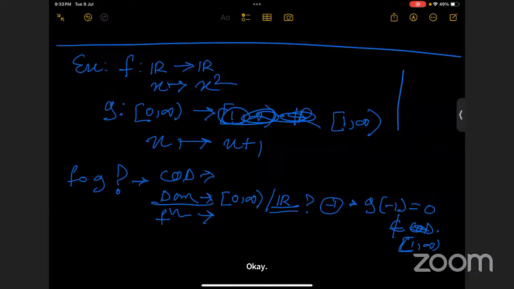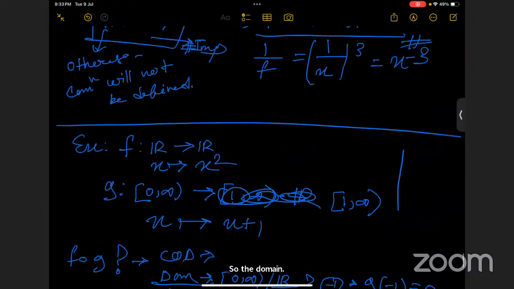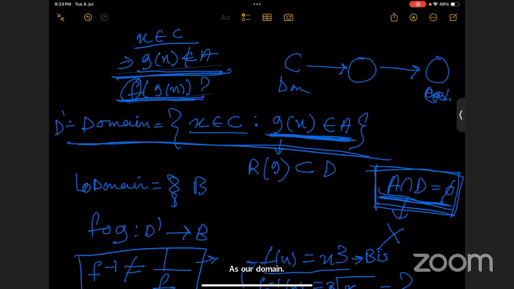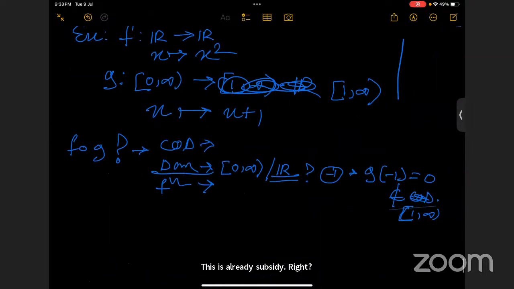So the domain, here we took D dash as our domain. We see x in C such that g(x) belongs to A. So this is always a subset of C, the domain of g. So here for g we have the domain 0 to infinity. So this will be the domain, right?